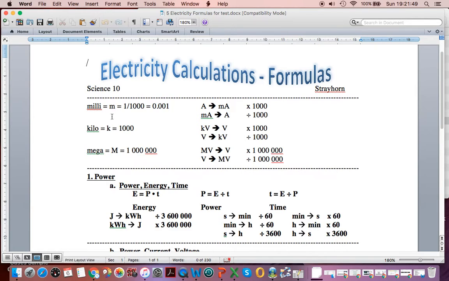You should know that milli means 1/1000th. You should know kilo means 1,000, and mega means 1,000,000. Not very often do you have to go from amps to milliamps, but you would multiply by 1,000. So in other words, I tell you the conversion, and next to it, it tells you what you do. More often, you have to go milliamps to amps, which means you take your milliamps and divide by 1,000.